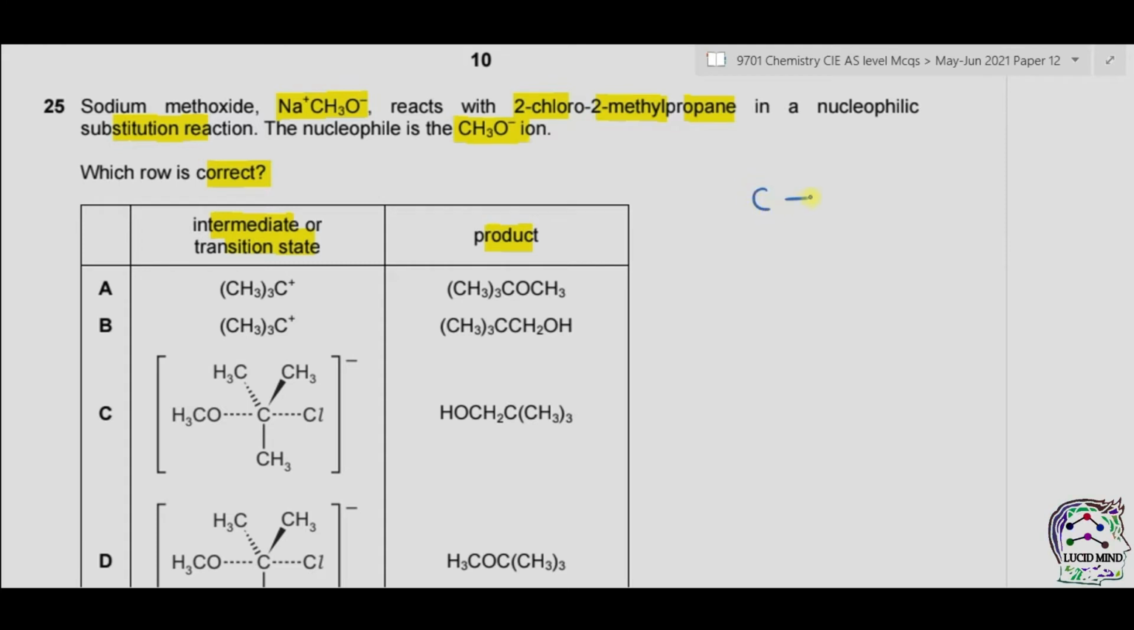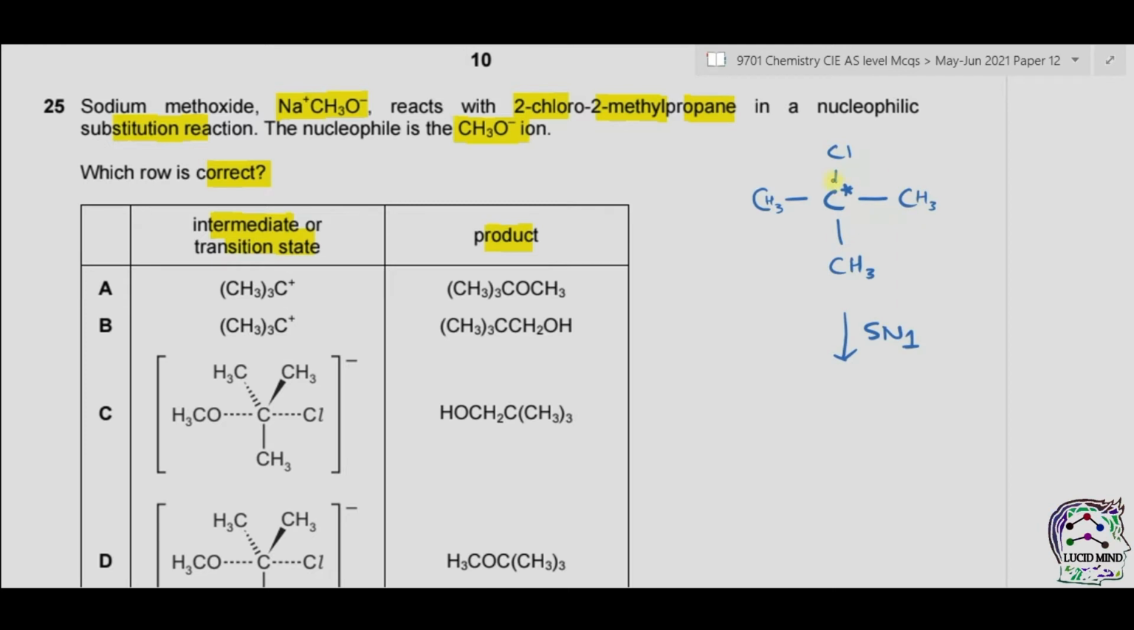2-chloro-2-methylpropane is like this. We have propane as it is a 3-carbon long chain. On second carbon we have chloro, we also have a methyl group. Now this is an example of a tertiary alkyl halide because this carbon is directly attached to 3 other carbon atoms. Now tertiary alkyl halide always undergoes nucleophilic substitution, which is SN1.